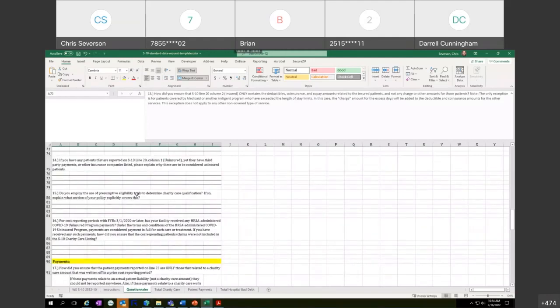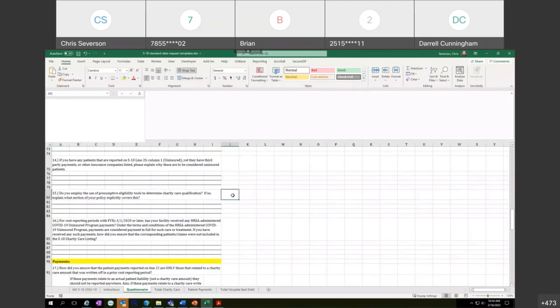And presumptive eligibility, you can use for charity care. You cannot use for Medicare indigent bad debts, but you can use for charity care if your policy allows it. In other words, you're saying because they're eligible for some other program, now you're determining them eligible for charity care, or maybe you're just taking a look at the federal poverty guidelines and using that. That's perfectly fine for charity care as long as your policy allows it.